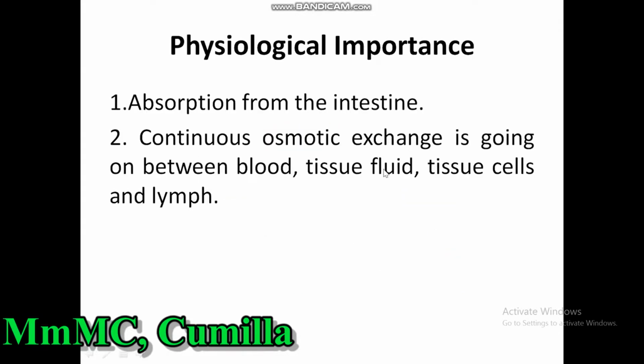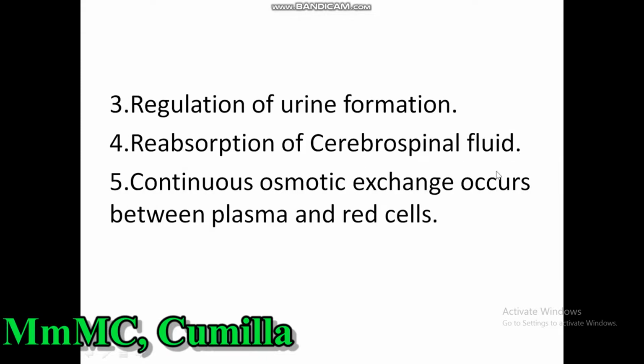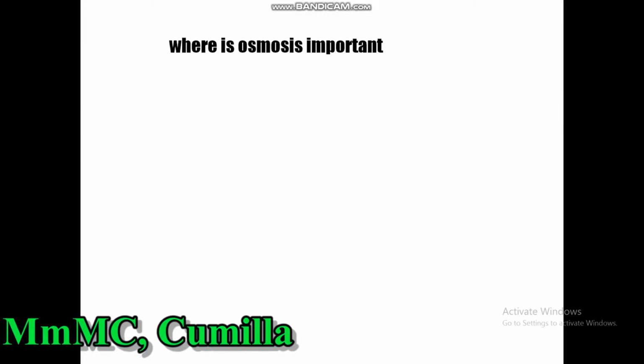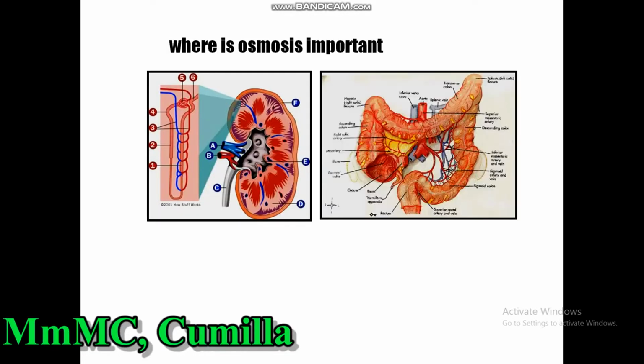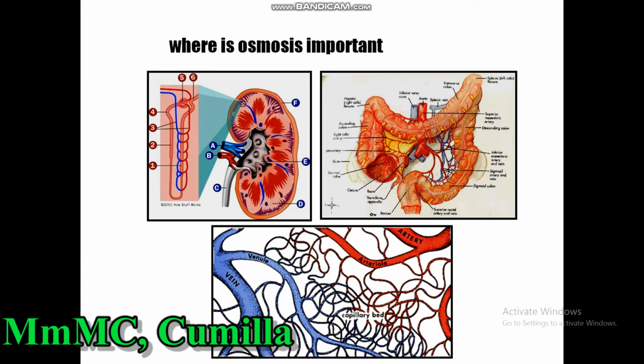What is the physiological importance or significance of osmosis? Absorption from the intestine, continuous osmotic exchange going on between blood, body fluid, tissue fluid, cells and lymph, regulation of urine formation, reabsorption of cerebrospinal fluid. Osmosis is important in the kidney for reabsorption, in the intestine for absorption, and in the capillary bed for continuous exchange.